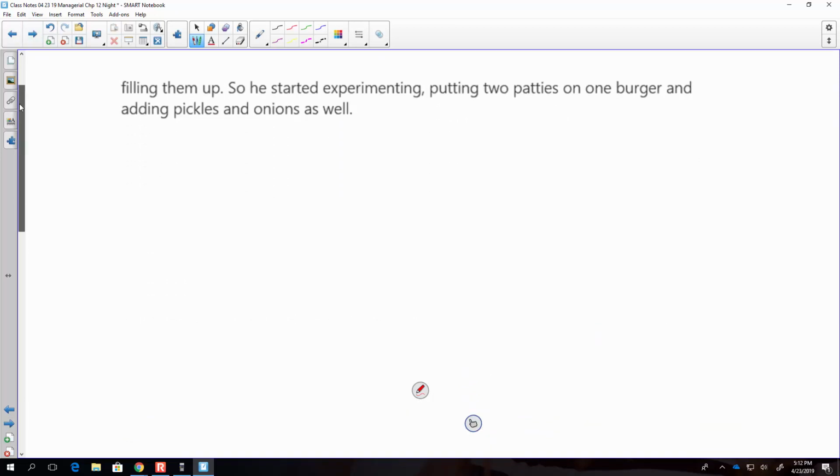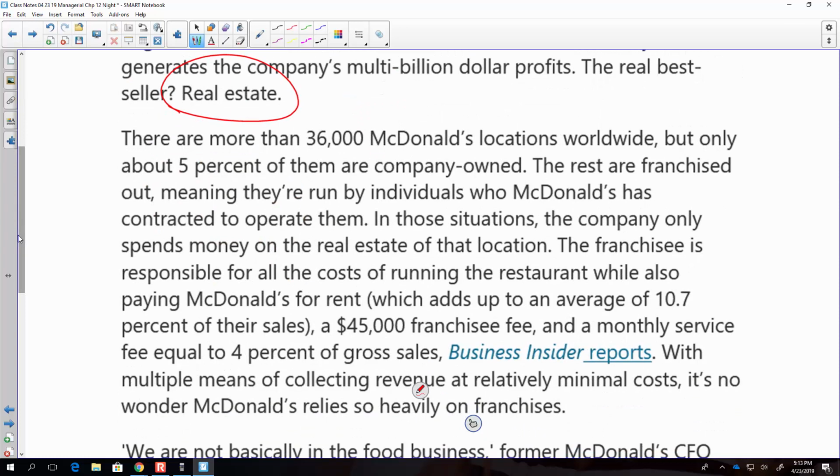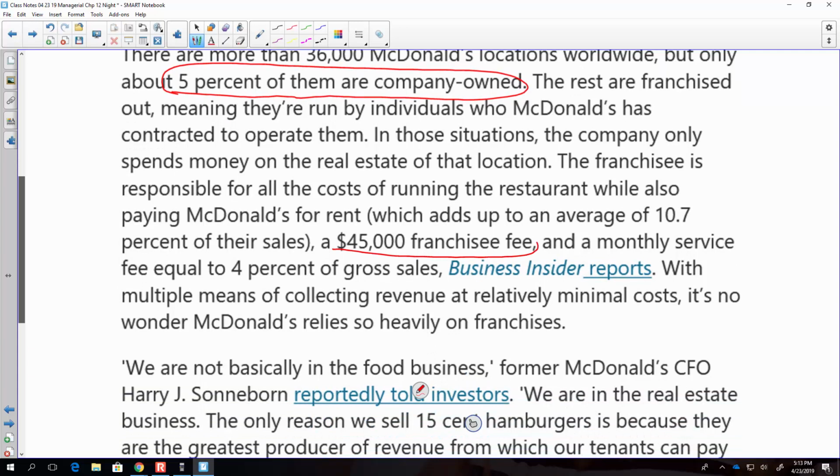But the real reason I brought McDonald's up is that they feed on a daily basis about 70 million people, and they sell 75 hamburgers every second of the day, which seems like so much, doesn't it? And they don't make their money on food. They make their money on real estate. And the concept here is pretty straightforward. They own the land that the McDonald's properties sit on. Only 5% of them are owned by the company, and then the rest are leased. So they lease out the property, they charge the franchisee $45,000 upfront, and then they get 4% on their gross sales. And that's what they make their money on, is basically the lease part.